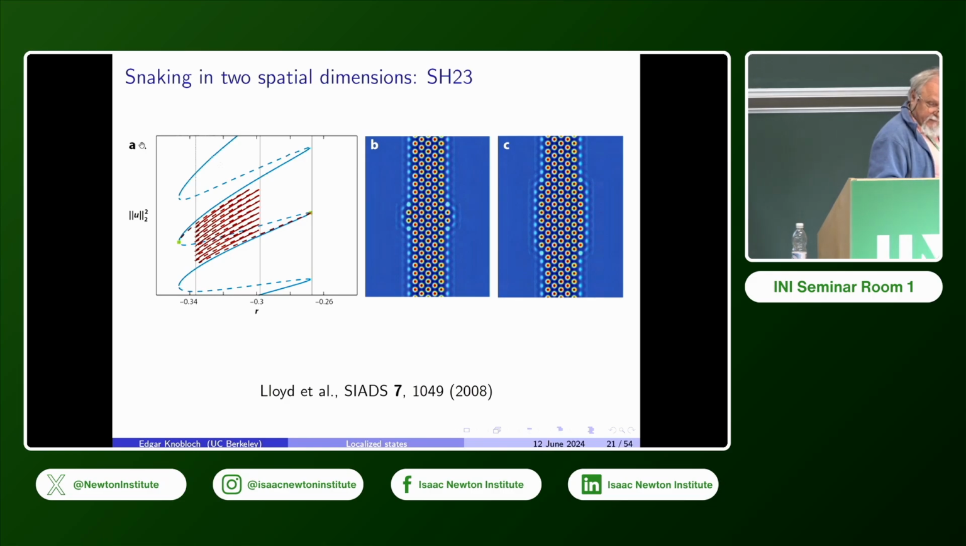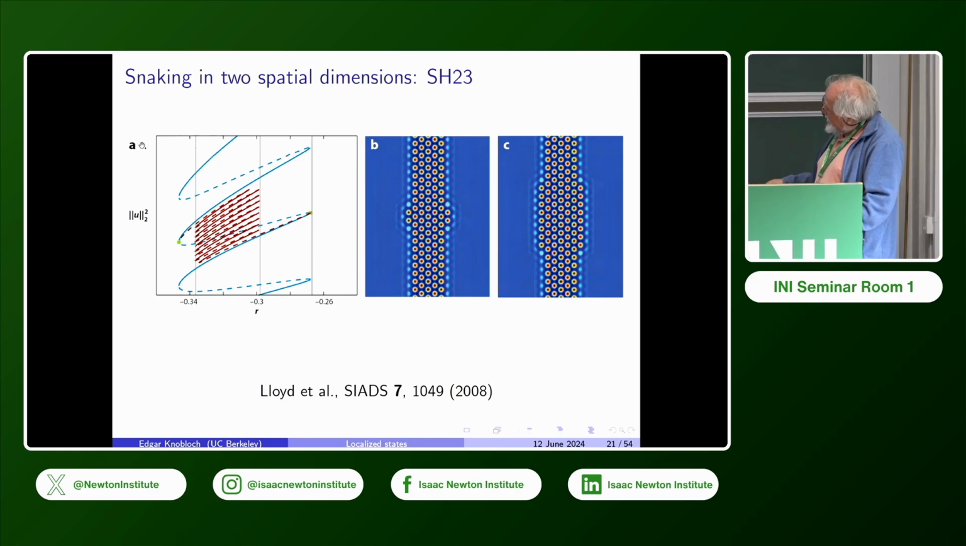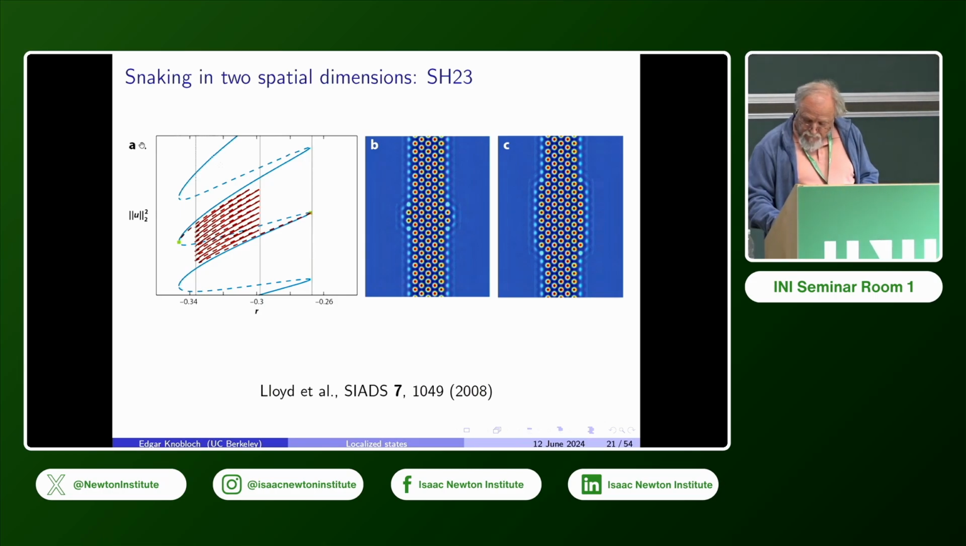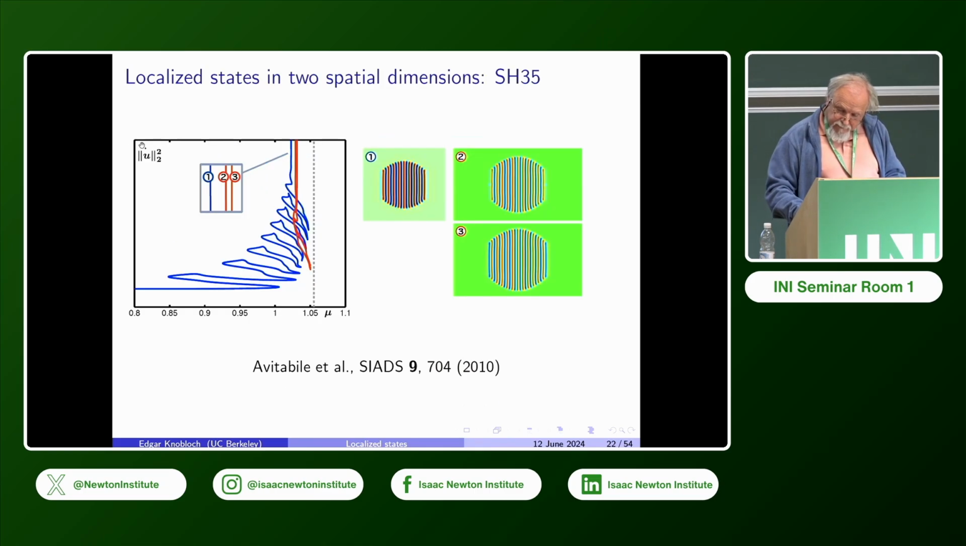You can do this for these hexagonal stripe-like structures where you have snaking within snaking, if I can use that expression. You can see that this snake here in purple or whatever color that is corresponds to adding cells along the side, and then these big oscillations correspond to adding whole rows of these cells. So there's a very regular, prescribed mechanism whereby these structures grow as you vary parameters.